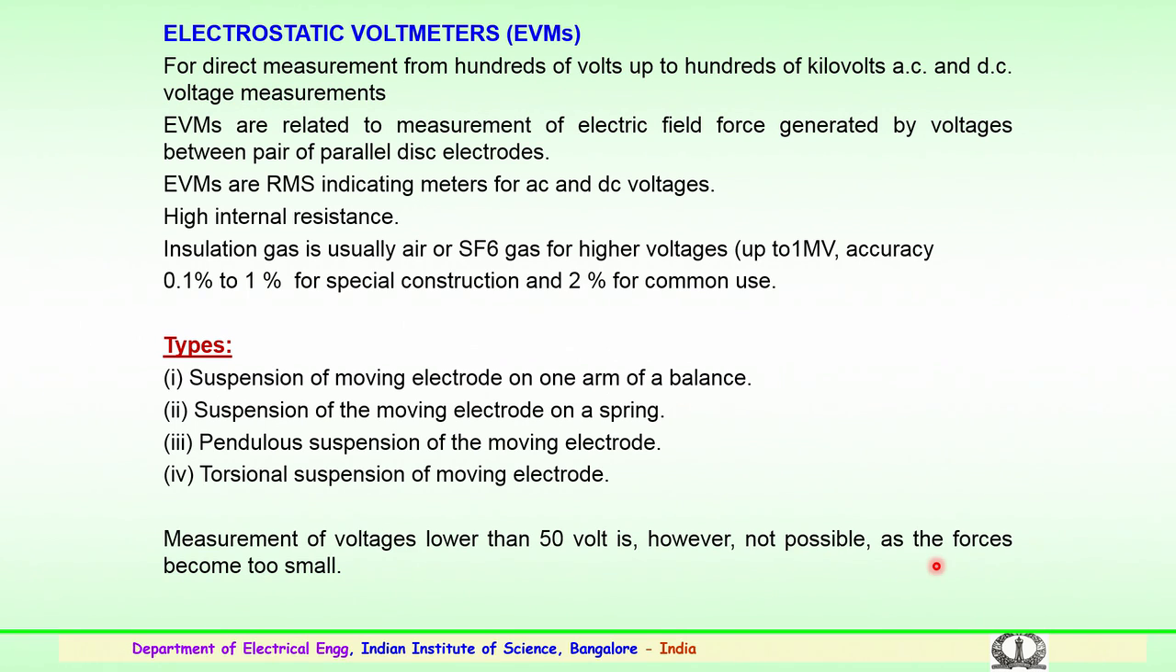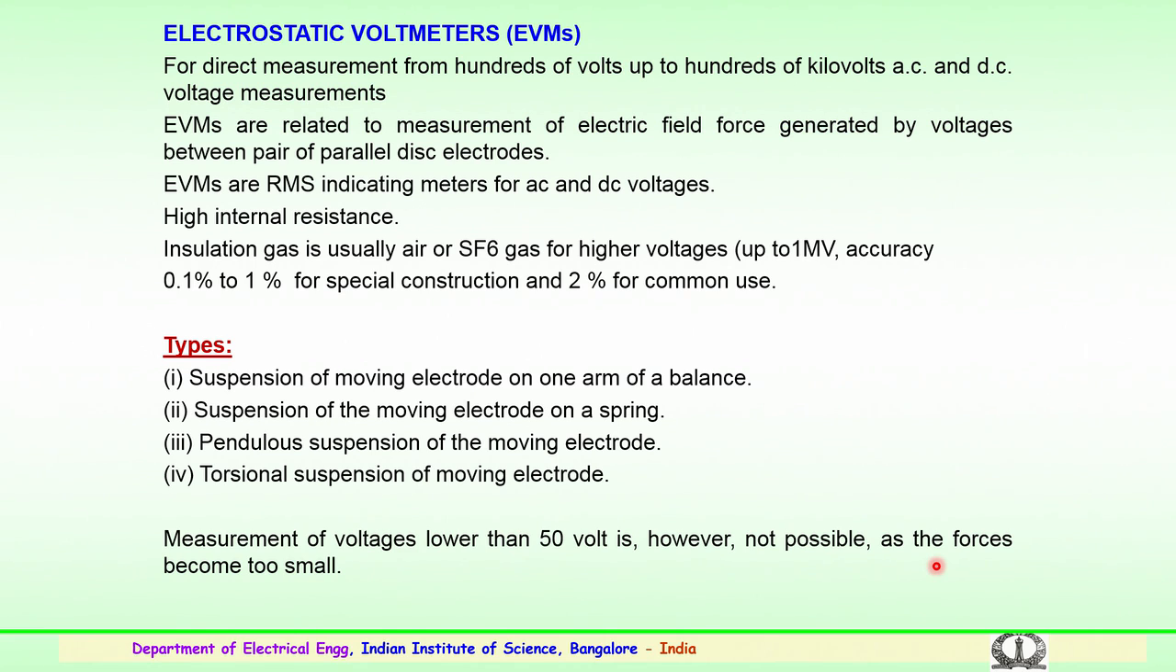The next measurement device for high voltages, AC and DC, is the electrostatic voltmeter. These electrostatic voltmeters are used for direct measurements ranging from hundreds of volts up to hundreds of kilovolts for AC and DC applications. Electrostatic voltmeters are based on the measurement of the electric field force generated by the voltage between a pair of parallel disc electrodes. The values obtained are in terms of RMS value, and these are indicating meters for AC and DC voltages.